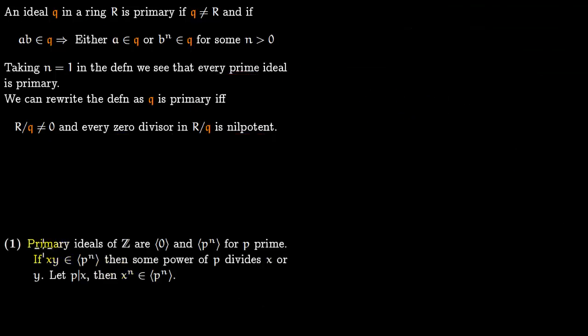Let us do some examples. Primary ideals of the integers are 0 and powers of some prime number P. This you can see easily. Say x and y are integers whose product lies in P to the N. Then some power of P divides either x or y. So let P divide x. Then x to the n will contain P to the n as a factor. So x to the n lies within the ideal generated by P to the n.